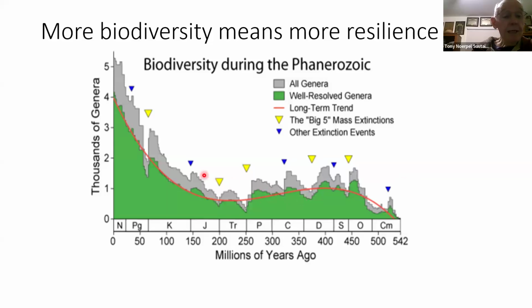Now, more biodiversity means more resilience. This is the biodiversity during the Phanerozoic. As it got cooler, biodiversity increased. So actually, life likes a cooler planet. And this contradicts a lot of what global warming deniers say. So what if the planet gets warmer? Life will like it. But no. It really, really prefers a cooler planet. And as the planet got warm, biodiversity decreased.